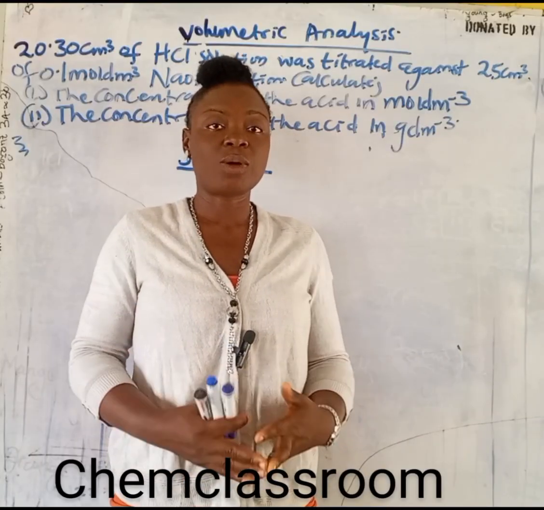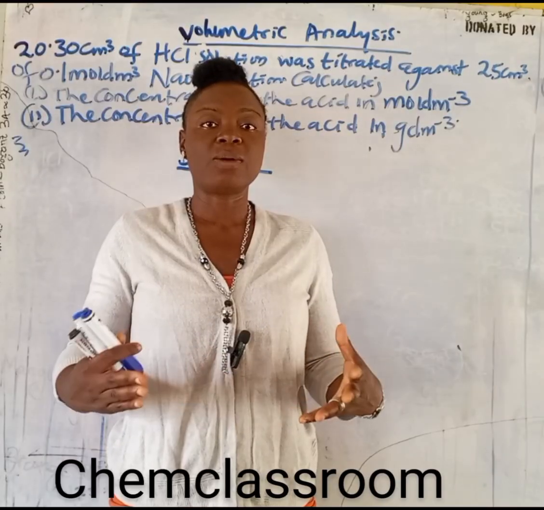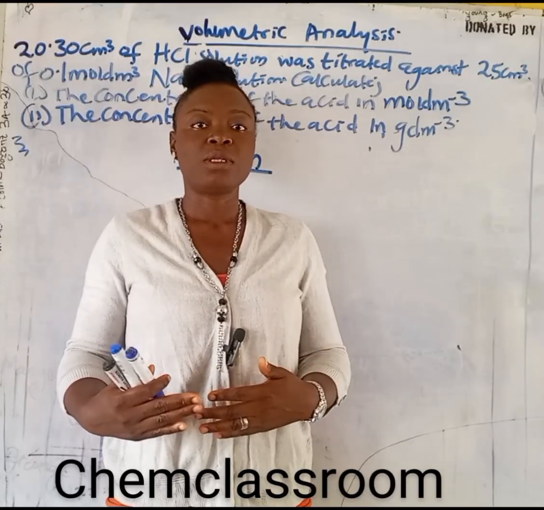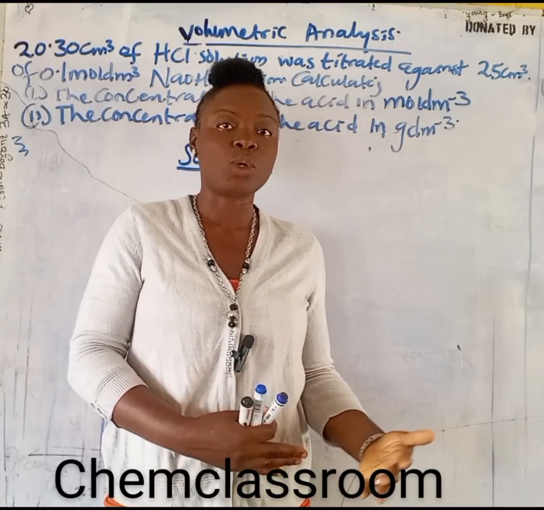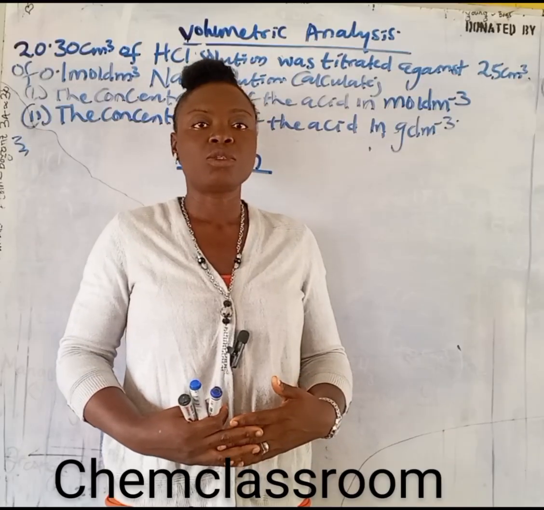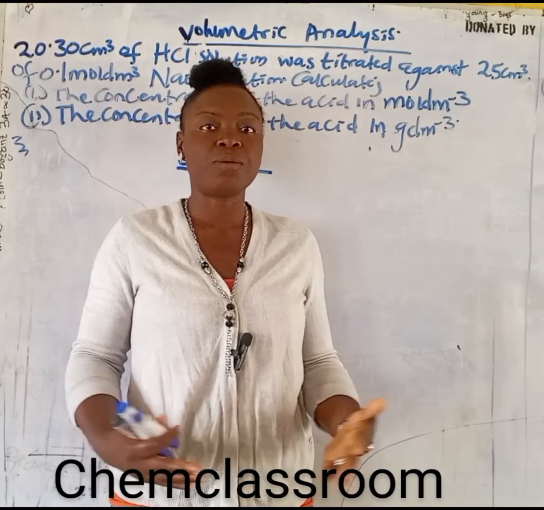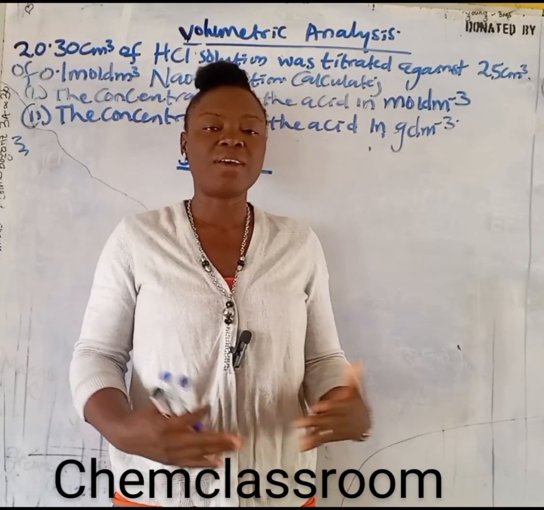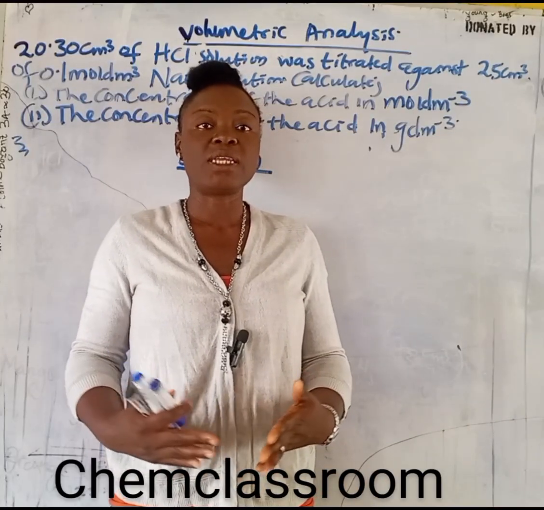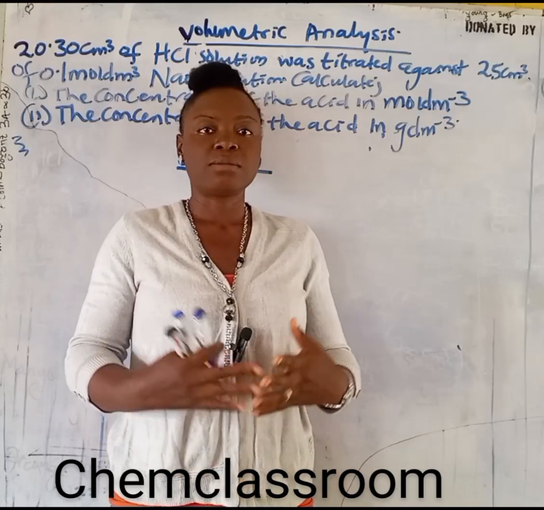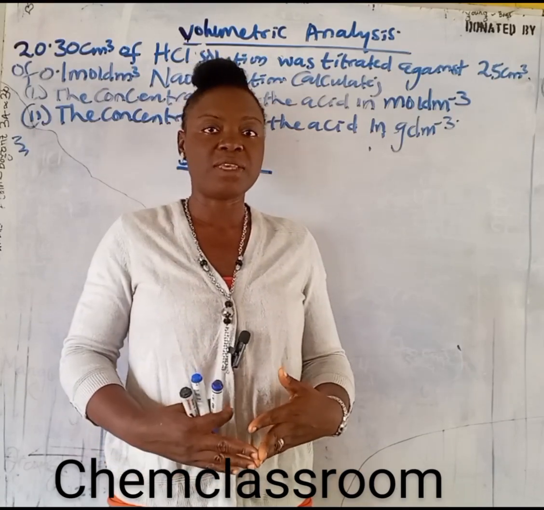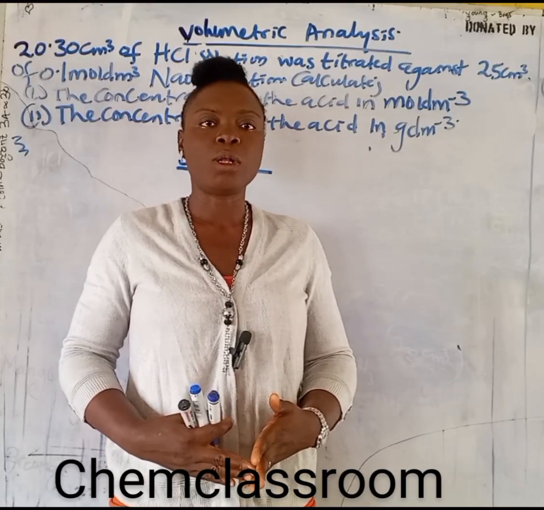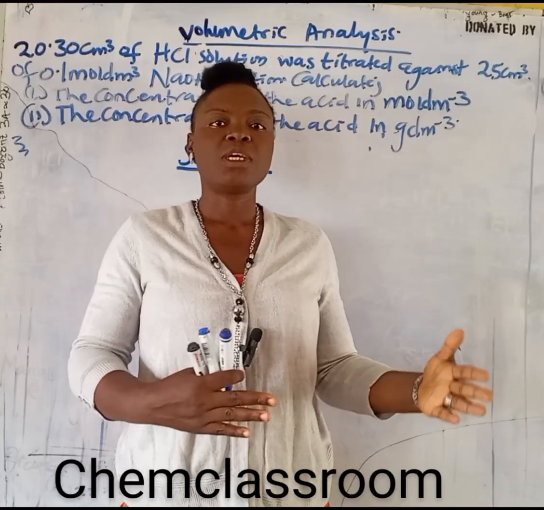The indicators are weak organic acids that actually help us to know the end point, because they change color in acid solution. We have a few of them: methyl orange, phenolphthalein, methyl red. They guide us to know that the acid has neutralized the base, to show us what we call the end point.